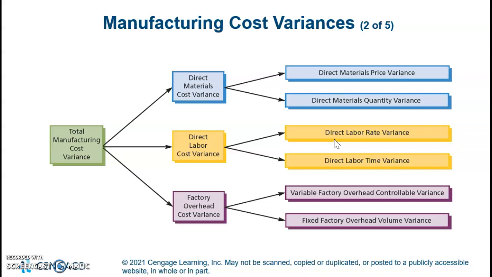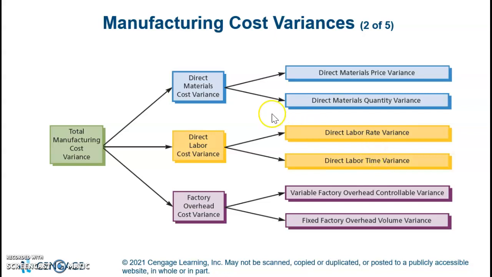Notice that this really is also a dollar, so you could think of it as price so that it looks just like this one above it, but we are going to call it a rate variance. Then direct labor time variance is really the same thing as quantity. It's just how many hours somebody works, so we call it time instead of quantity.